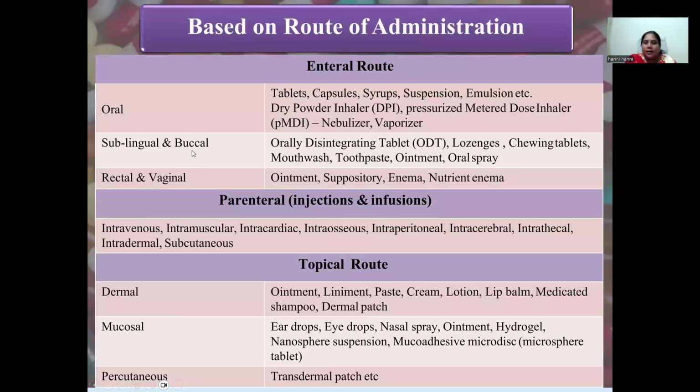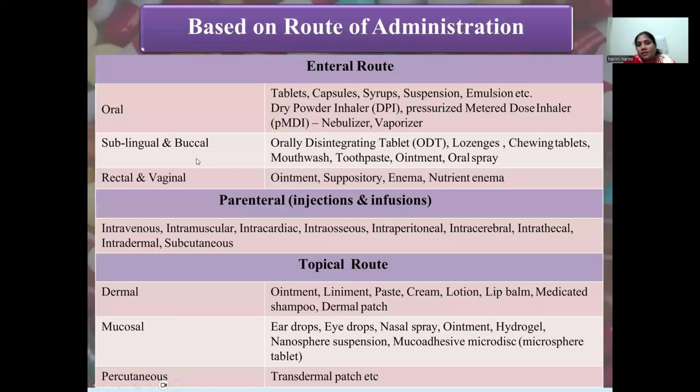Sublingual and buccal. Sublingual is nothing but we'll be administering the dosage form below the tongue. Buccal is nothing but we'll be administering the dosage form in the cheeks. Inside the surface of the cheeks, we'll be placing that tablet, that comes under buccal. Sublingual, we'll be placing the tablet under the tongue.